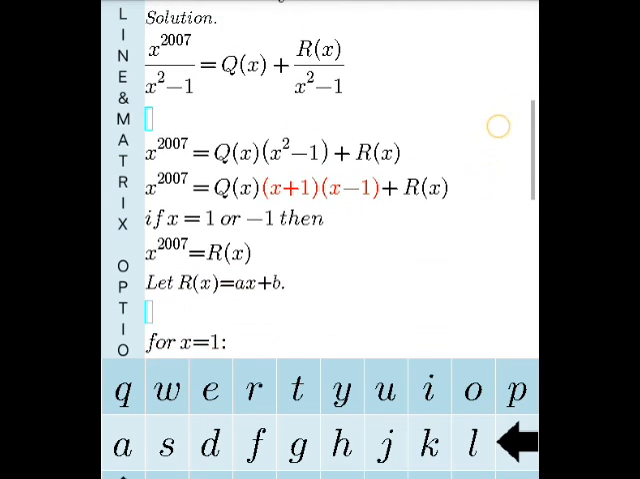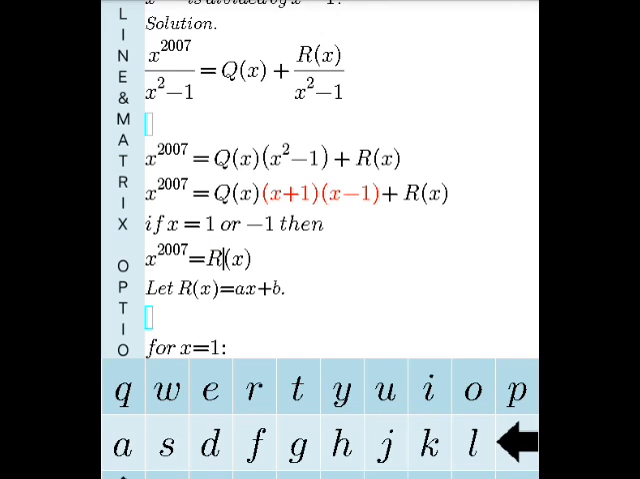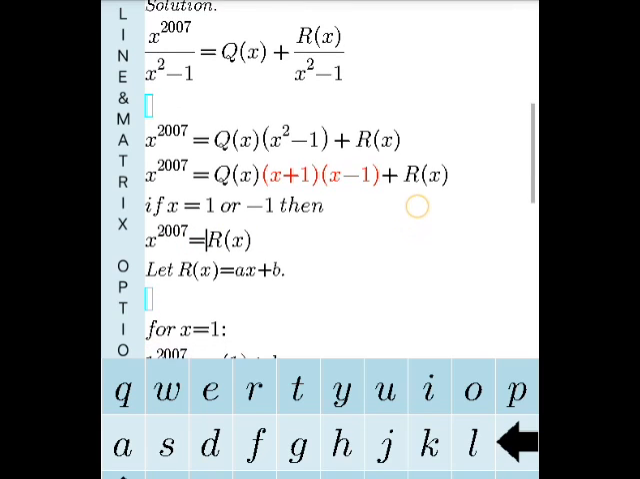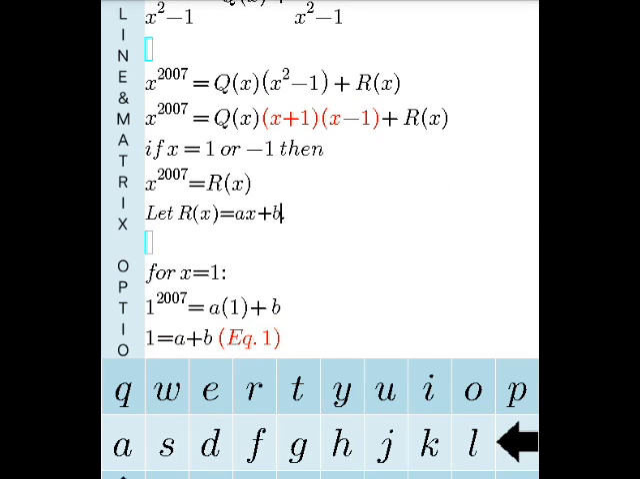Okay, so for x equals 1, when x equals 1, it would reduce to just this expression. So we just substitute x equals 1. So 1 to the power 2007 is equal to a times 1 plus b. So where did this come from? This is the remainder, right? The remainder is equal to ax plus b. Simplifying, 1 to the power 2007 is just 1. A times 1 is a plus b. So that's our first equation.